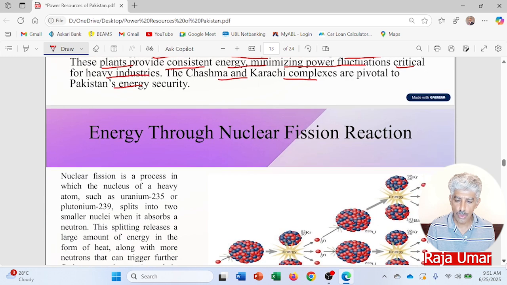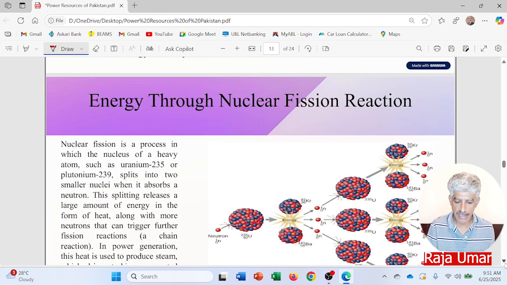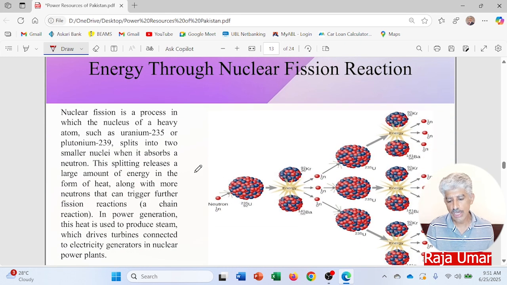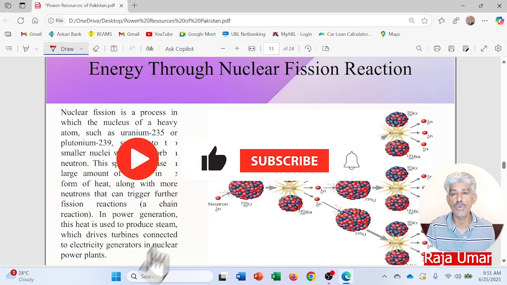Now, energy through nuclear fission reaction, and this is the actual process what we call the nuclear fission, through which the uranium atom is broken down into barium and krypton and releasing a lot of energy in the process. That is what we call the nuclear fission reaction.